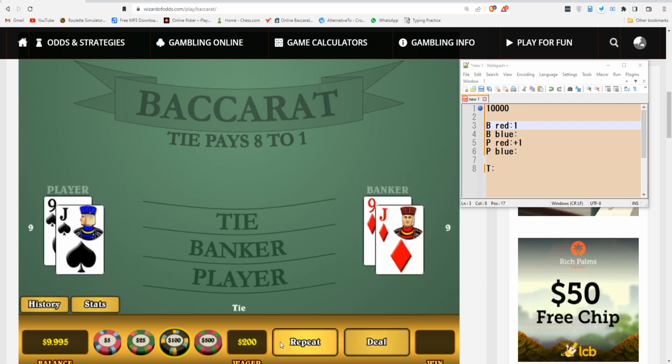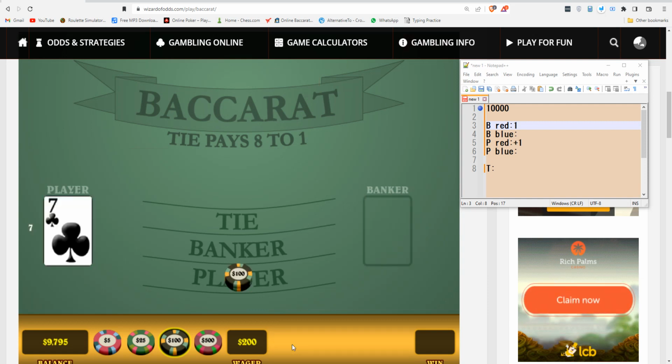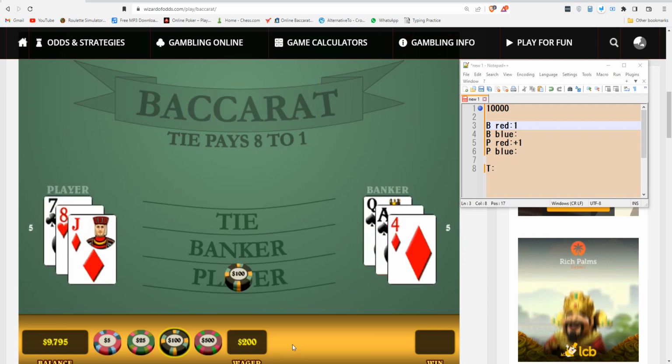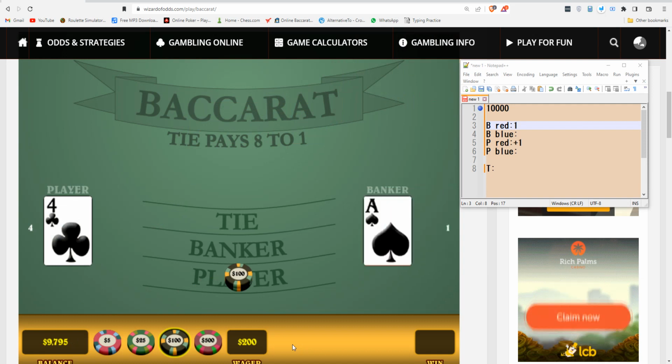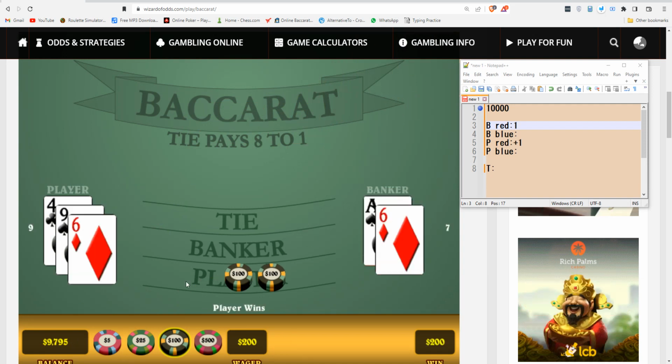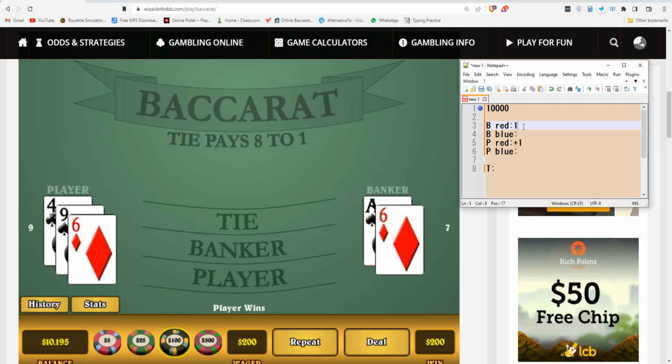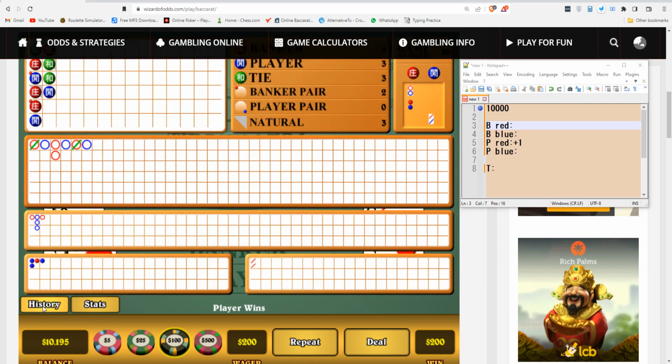Okay, it's a tie, so I just repeat. Another tie. And it's a win. Okay, so now I recovered my loss here on the B red, and now I am back to the base bet. And I made 2 units already.